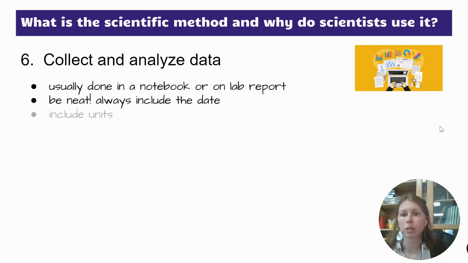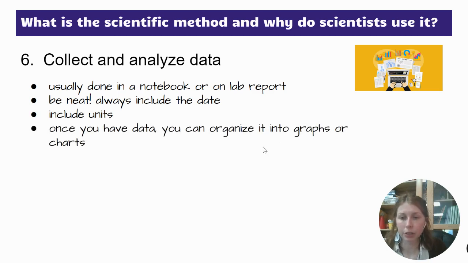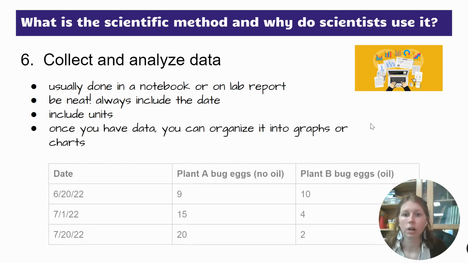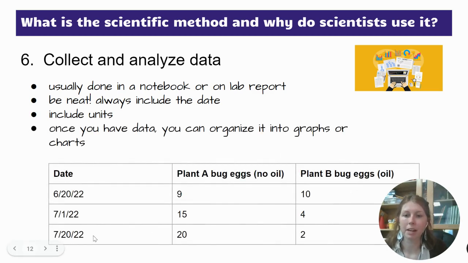Next, we need to collect and analyze data. This is done in a notebook, or you can do it on the computer. Make sure you have your units and the date that you collected it. Here would be what it could look like. So maybe I have my date here, the bugs on this plant, the bugs on this plant. You keep track of the numbers. You know that this number means how many bug eggs. So it's good to have the units.